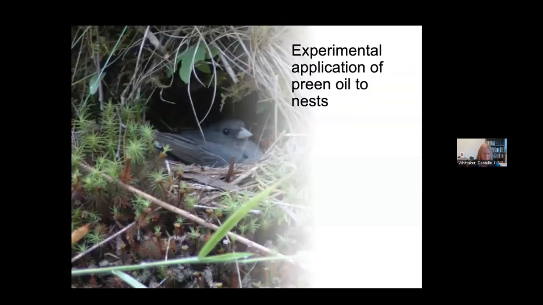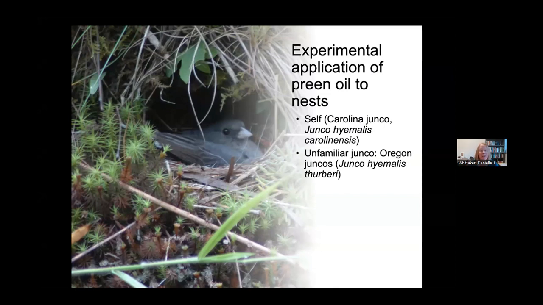So thinking about preen oil, I said, well, what happens if I put preen oil from another bird on a bird's nest? So I was in Virginia looking at slate-colored juncos on their nests, like this lady here. And I took preen oil and I created 3 different treatment groups. So 1/3 of the birds in my study got preen oil from themselves. So we had captured all the birds at the beginning of the field season. I had taken preen oil and I would put her own oil on her nest. Another 1/3 would get preen oil taken from a different junco, and in fact, a junco from a different subspecies.